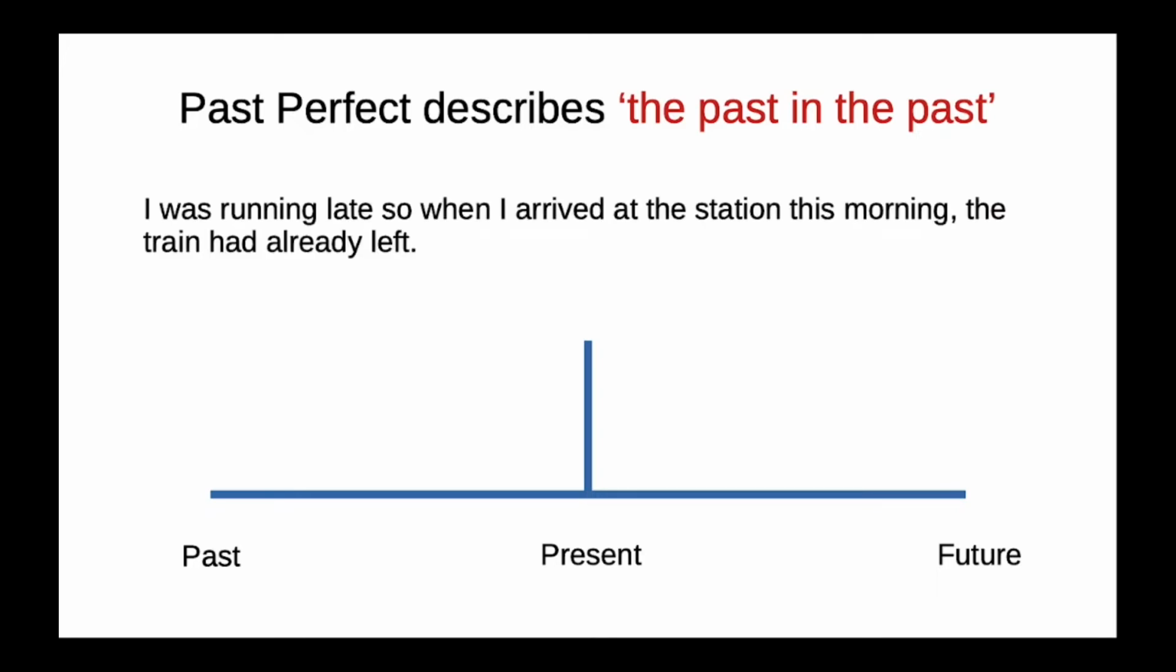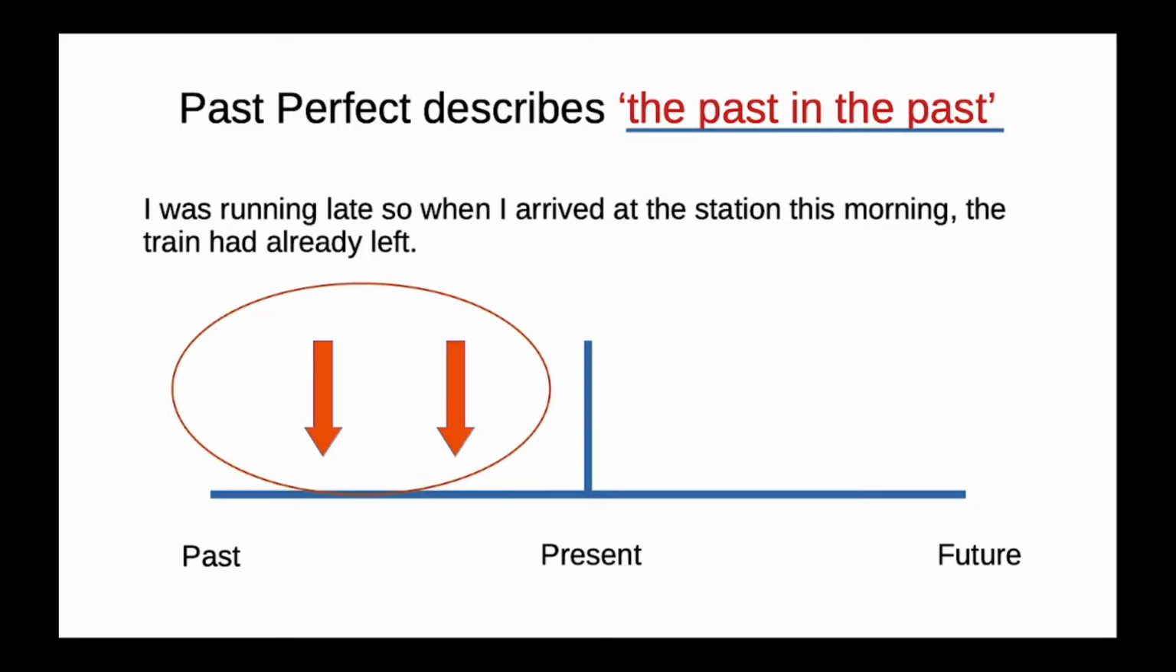For example, "I was running late, so when I arrived at the station this morning, the train had already left." Let's take a look at the timeline to make things clearer. This sentence tells us that the train left the station at this point in time before I arrived at this point in time. Let's take a look at some more examples.